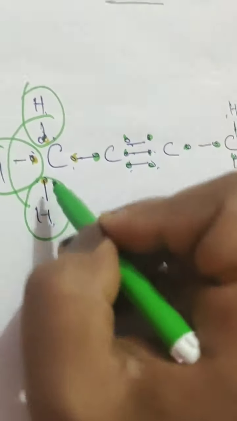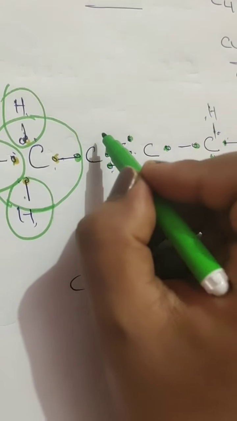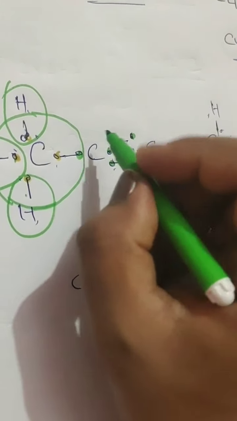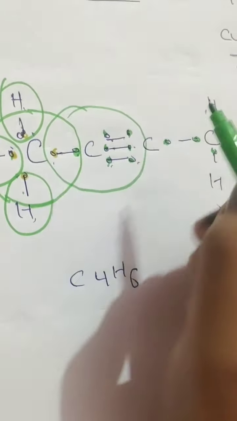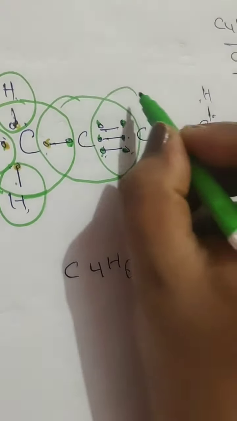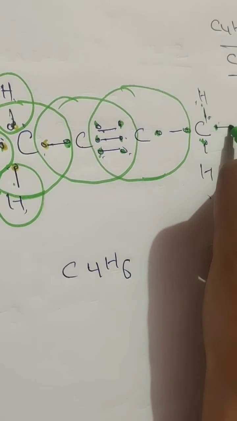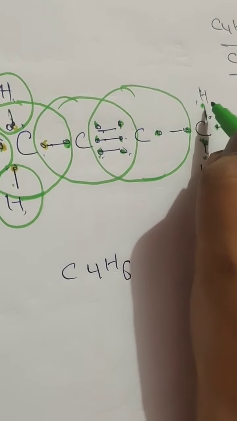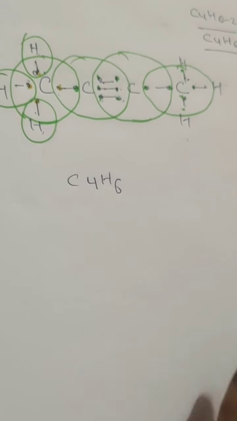Now this carbon is also having this 1, 2, 3, 4, 5, 6, 7 and 8. So this is also having all the 8 electrons, 1, 2, 3, 4, 5, 6, 7, 8. This is also having all the 8 electrons, and this carbon is also having 8 electrons because 3 are shared with hydrogen and the rest with the other. I hope it's clear now.